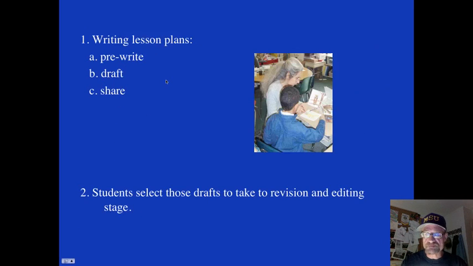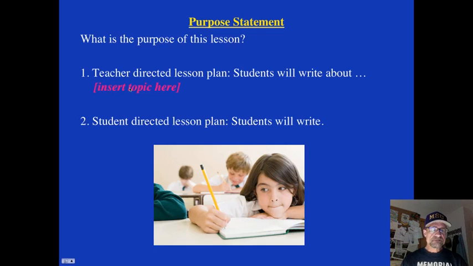So, writing lesson plans, simple, mostly pre-write, draft, and share. I would say most writing lesson plans take between 5 and 15 minutes, maybe 20 at the outset. Starts with a purpose statement. What is the purpose of the statement?